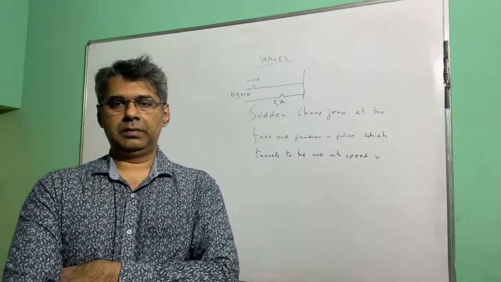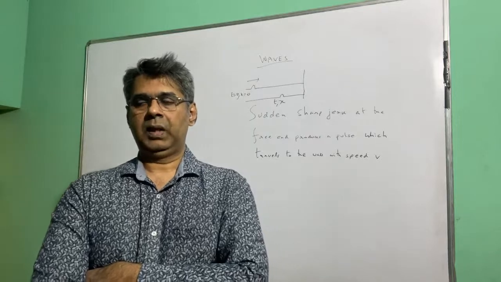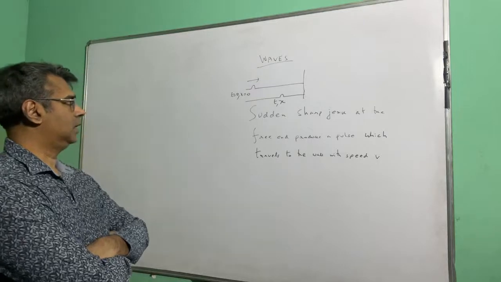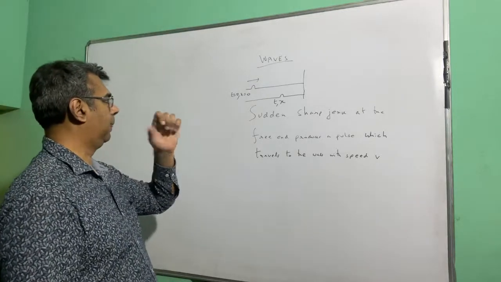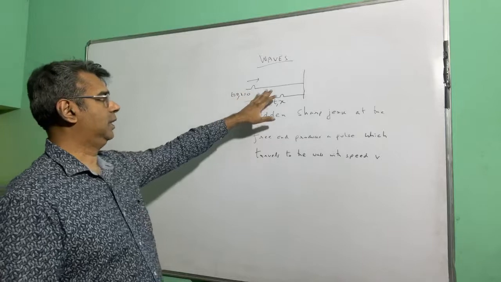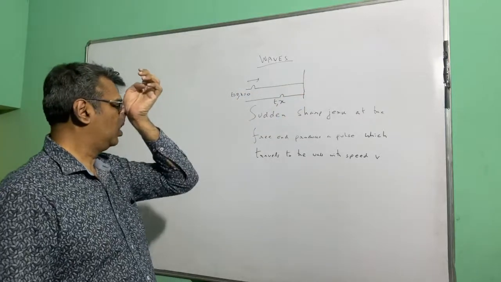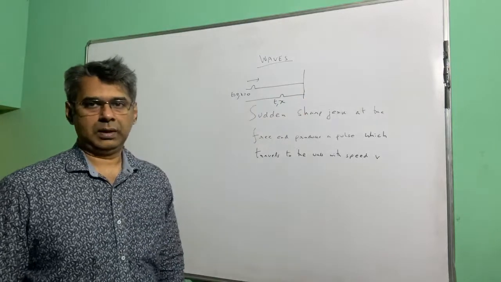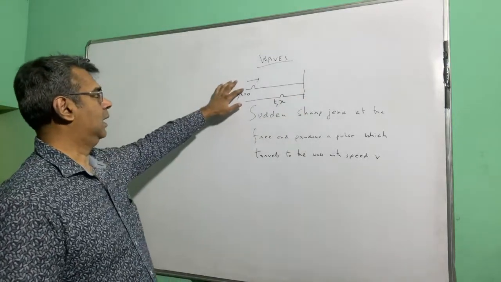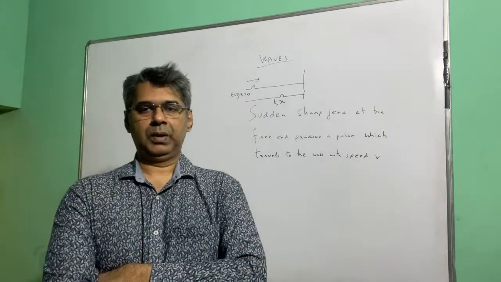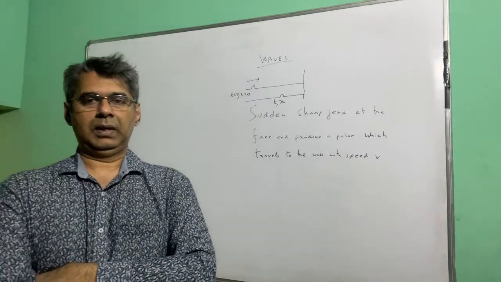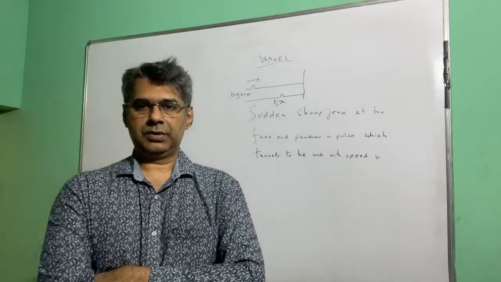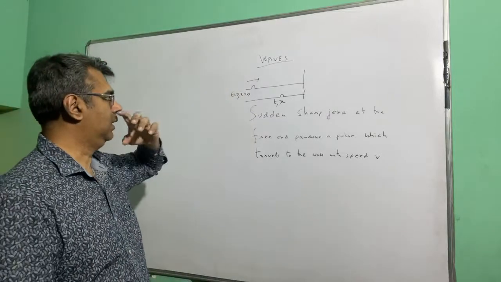In waves, we are going to begin with mechanical waves, that means waves on a string. Suppose there is a string which is fixed at one end to the wall. It is rigidly fixed to the wall, and at the other end the string is free.